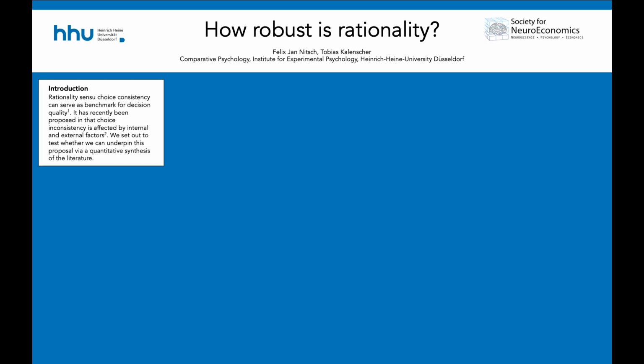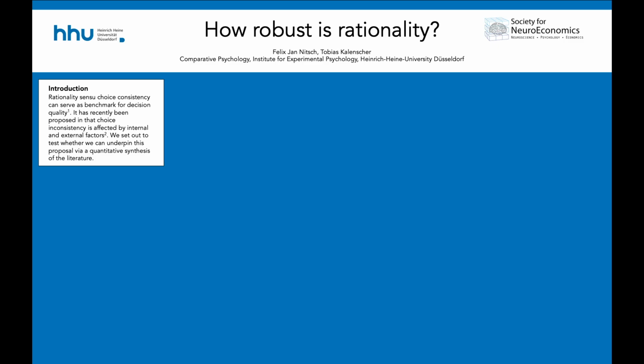Disregarding the descriptive or predictive accuracy of expected utility theory, choice consistency can still and does still serve as a benchmark for decision quality that is agnostic to subjective preference. It has recently been proposed that rationality is affected by internal and external factors, and this belief of malleability mirrors the current zeitgeist. In this project, we set out to underpin this proposal with a quantitative synthesis of the literature.